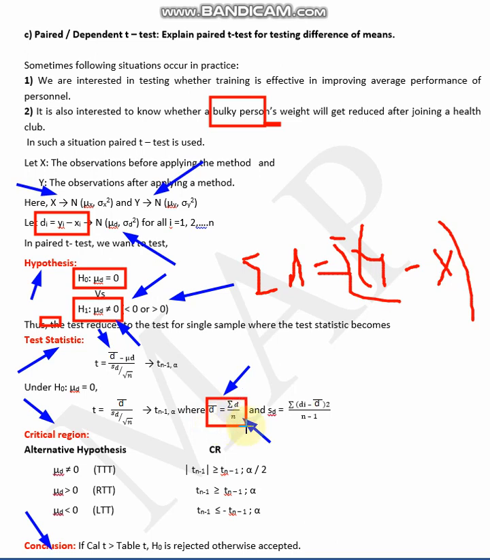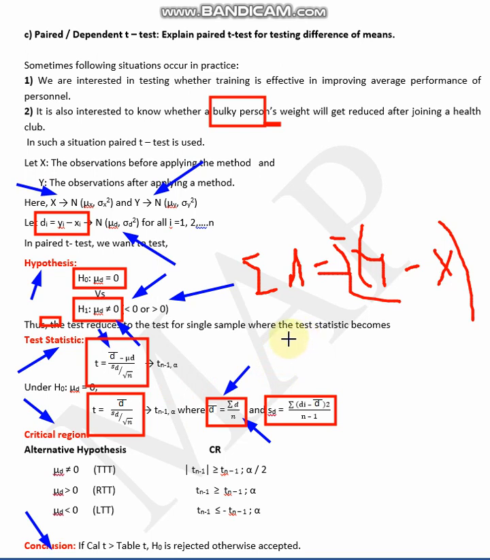So that will give us the value of d bar, and then calculate the square root of the variance. So that is SD. So SD is equal to the square root of summation di minus d bar square divided by n minus 1. And what is my t statistic in this case? So t becomes d bar minus mu d divided by SD upon root n.